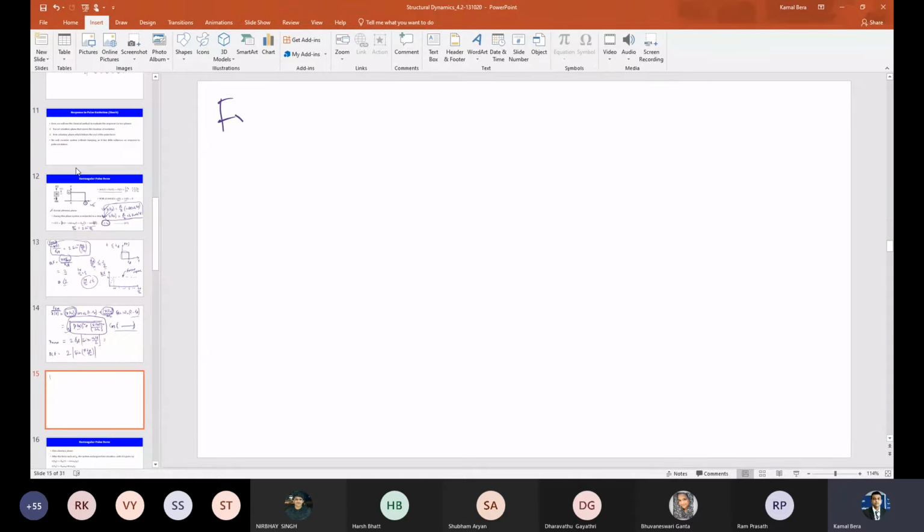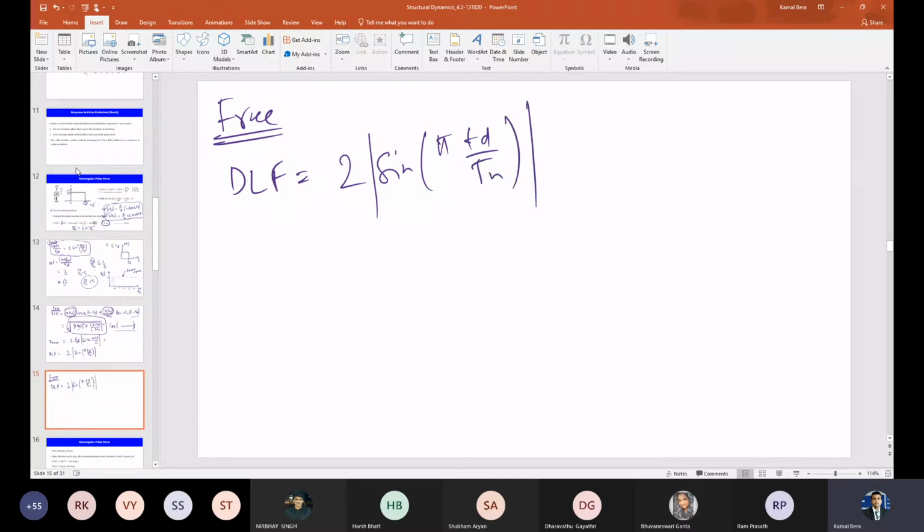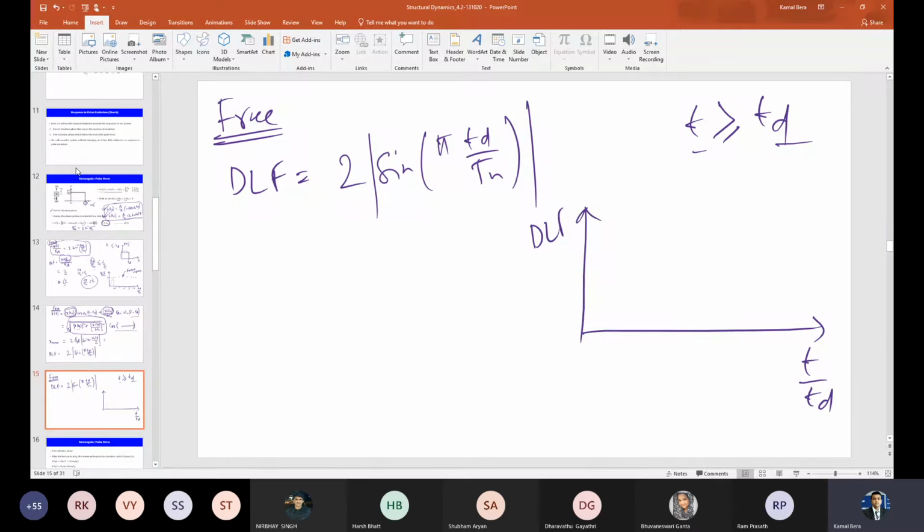DLF, this is free regime. DLF equal to 2 sin pi Td by Tn. Free regime. So in the free regime, T can take any value, greater than Td, any value it can take. No problem as such. So now Td by Tn versus the DLF.